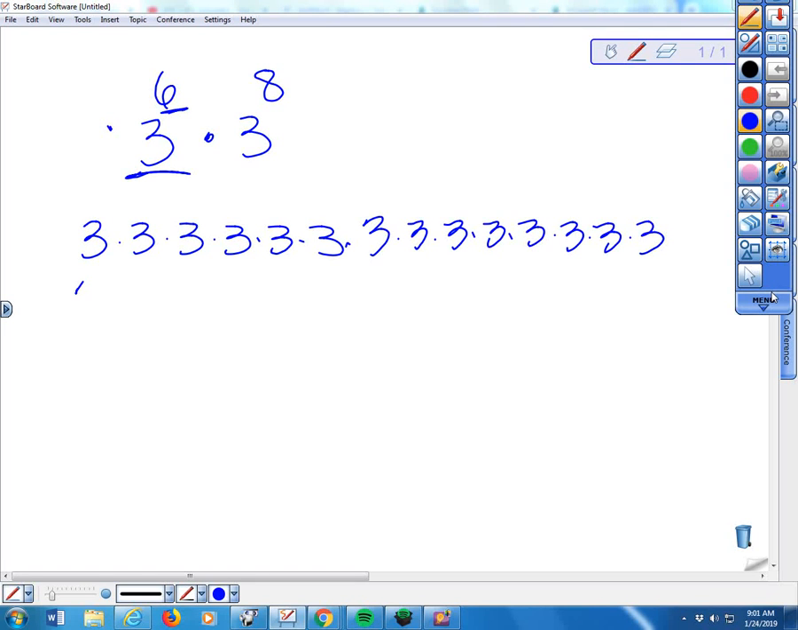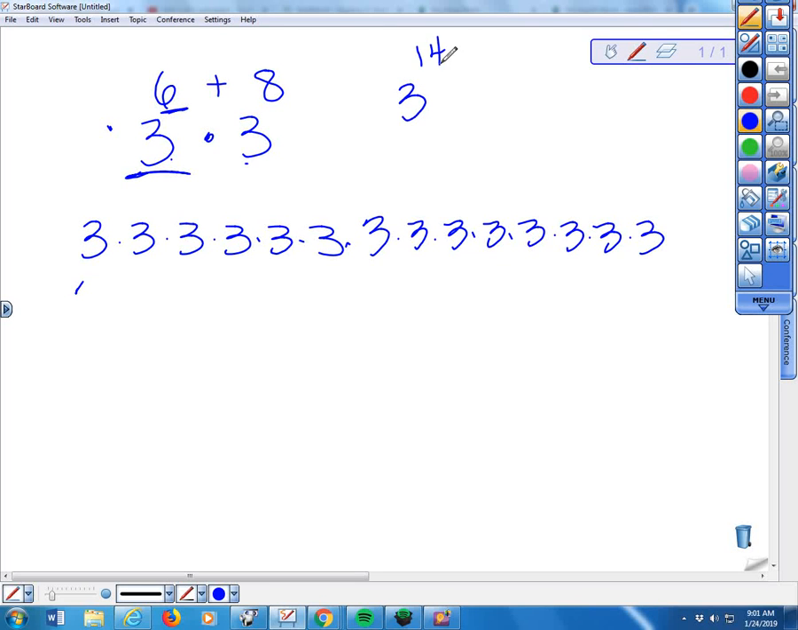Okay. So what do I have here? 3 to what power? How many 3's do I have? 14, right? So this shows that if I have the same base with exponents, I add the exponents. So this is 3 to the 14th.